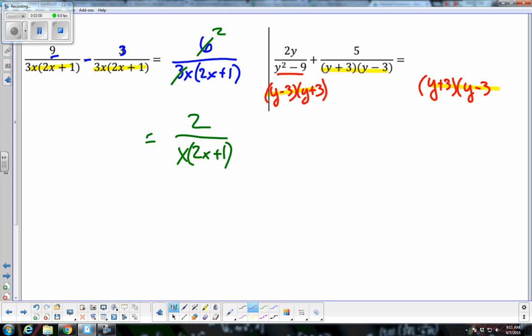And then on the top, we'll have 2y plus 5. You can try to factor that out. I would just leave it as it is. That's perfectly fine. I'm okay with that. So there you go. There's two. That's all like denominators. So those are the easy ones. Those ones are your friends.